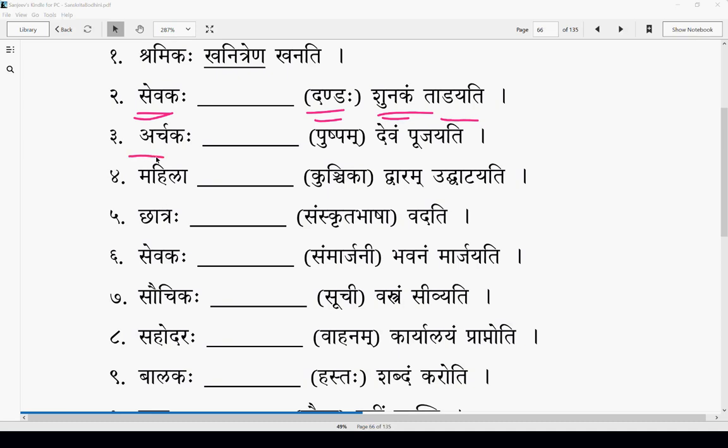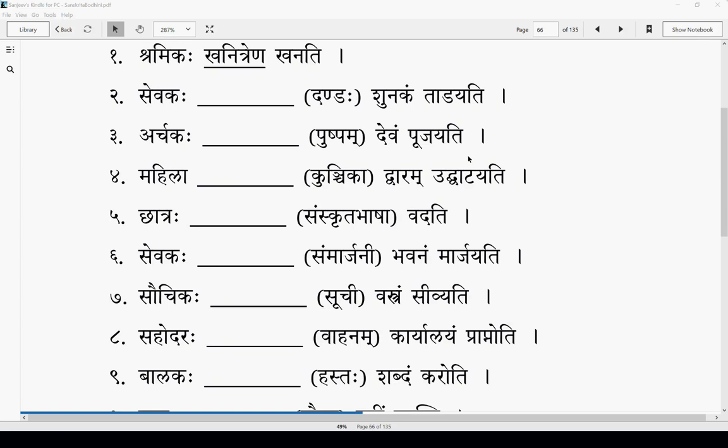Archaka means priest, one who performs worship in the temples. That is Archakaha. Pushpam, flower. Deva, God. Pujayati, prays, worships. Generally it means respects. Worships is also there, respects is also.